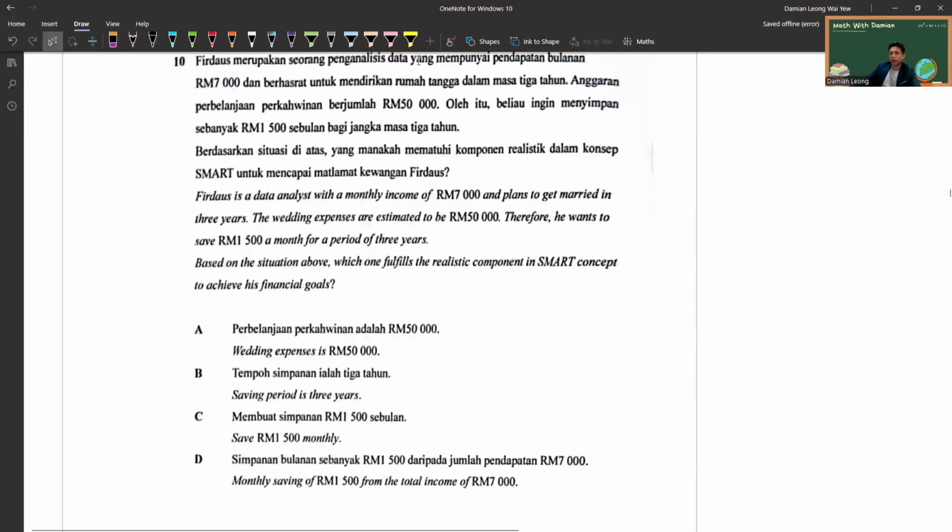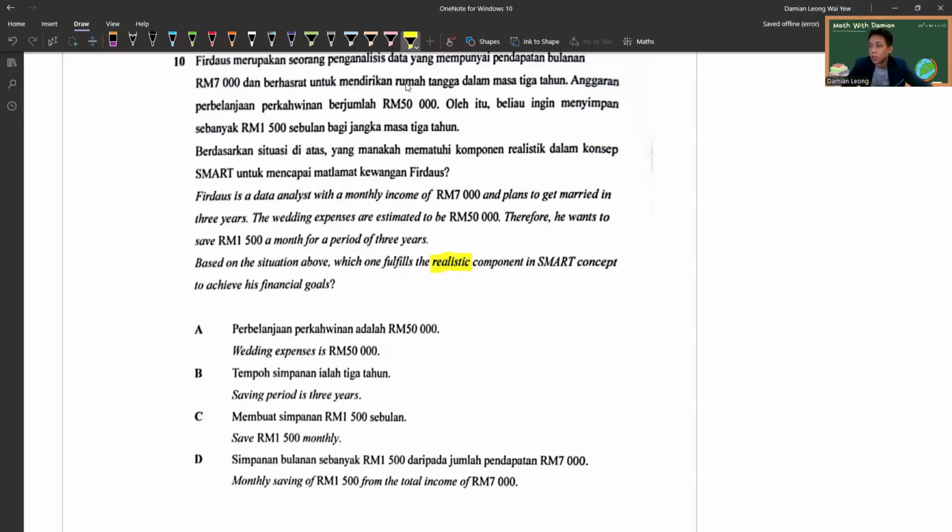Okay, then question 10. Fidaros is a data analyst with monthly income of 7,000, and plans to get married in 3 years. Wedding expenses are estimated to be 50,000 ringgit. Therefore, he wants to save 1,500 ringgit a month for a period of 3 years. Based on the situation here, which one fulfills the realistic component in the SMART concept to achieve his financial goal? So we just want the realistic component. Realistic or not means whether it makes sense or not.